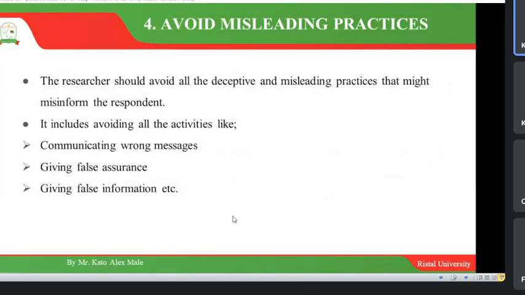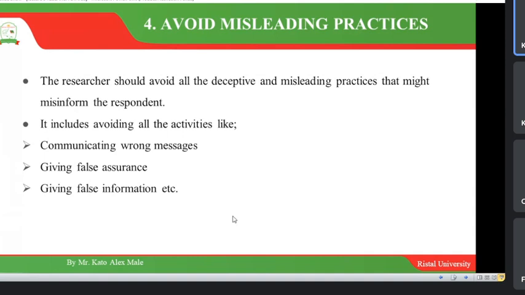Avoid misleading practices as a principle. The researcher should avoid all deceptive and misleading practices that may misinform the respondent. This includes avoiding all the activities, for example, communicating wrong messages. Do not communicate wrong messages to your participants. Do not give them false assurance.